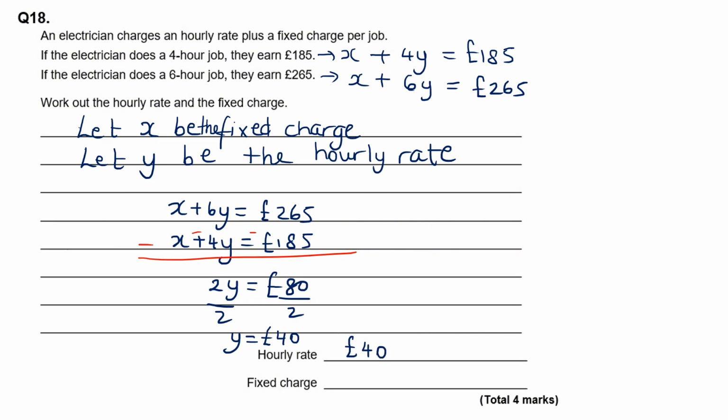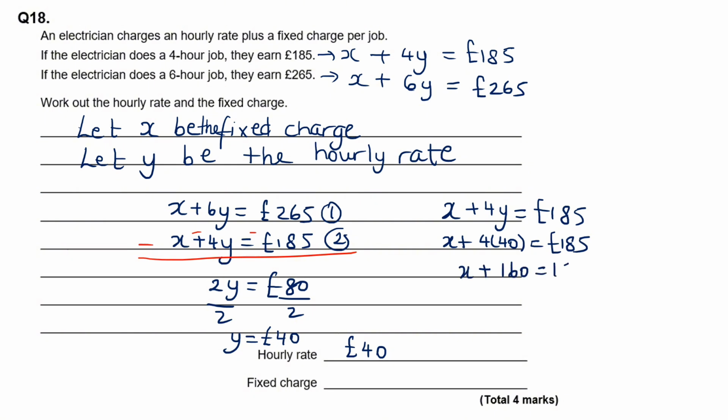I will then go back and substitute it into any of the equations. It doesn't really matter whether I substitute it into 1 or 2. I'm just going to number them for you. I'm going to use the second one because it's got the smaller numbers. So x plus 4y is equal to 185. This is x plus 4 times 40 is 185. So that's x plus 160 is 185. Of course, I've got the pound sign. Take away 160 from both sides. x is then going to be £25. There we go.